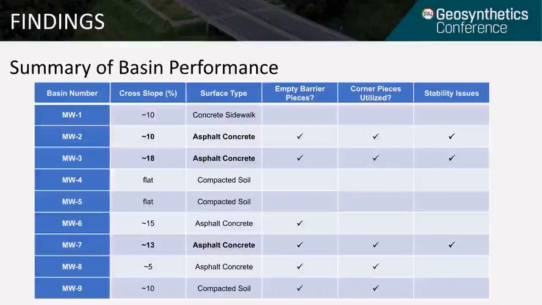Of the 9 barrier wall basins, 6 were stable throughout the entire case study period. Once the 3 basins that initially had stability issues were reconfigured and properly anchored, they were stable for the remainder of the case study. The 3 basins that initially had stability issues had 4 things in common. 1, they had cross slopes greater than or equal to 10%. 2, they were placed on asphalt. 3, they had empty barrier walls. And 4, they utilized corner wall pieces.